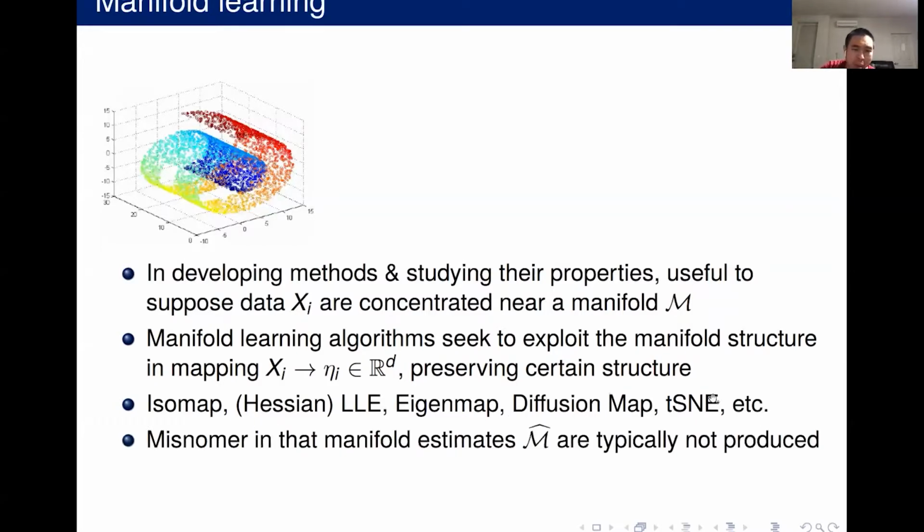And there's a misnomer that the manifold approximation M hat is not typically produced by these algorithms. Instead, the outputs of these algorithms are just the latent factors eta_i. We still don't know what this manifold M looks like in the original space.